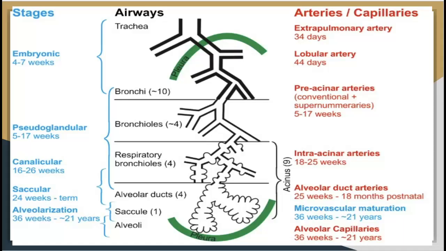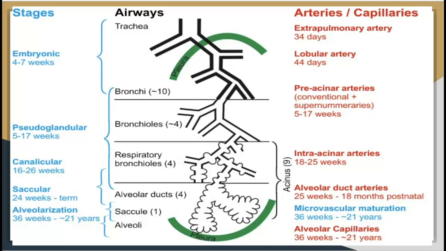For embryology, we have this image that breaks down all of the development in the embryo of the lungs and the supporting structures. So in this image, we see the development of airways and arteries. The stages of the lung development, which are in blue, are correlated to the development of the airways, which are shown in black, and the arteries, which are shown in red.